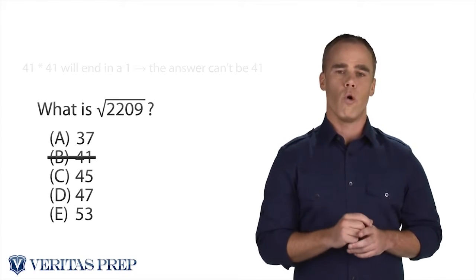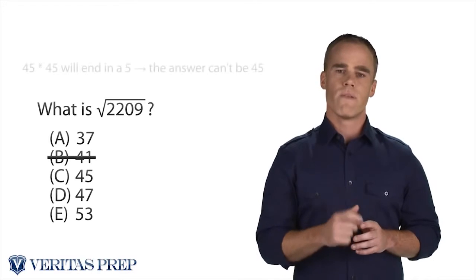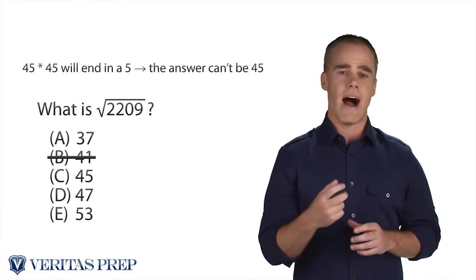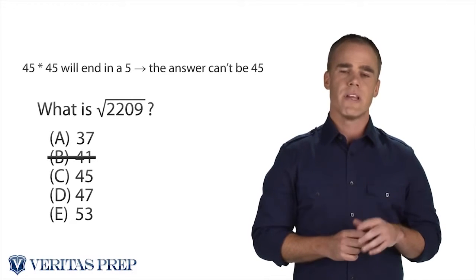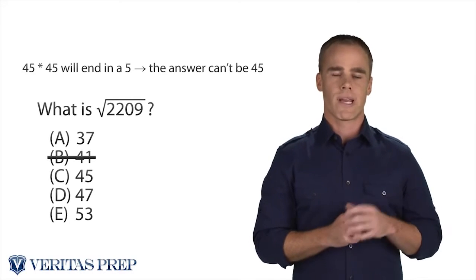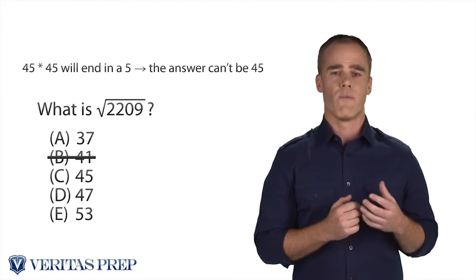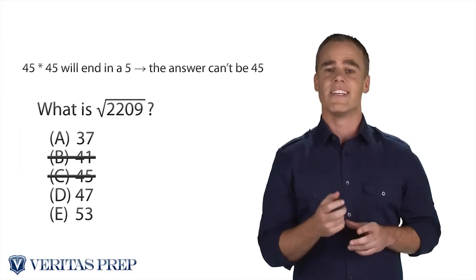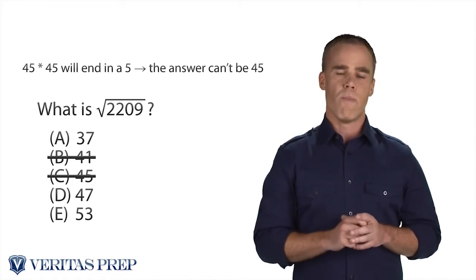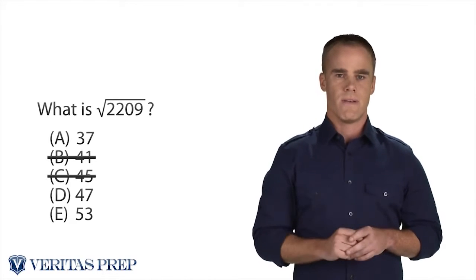And the same logic will hold for answer choice C. 45 squared is going to end in a 5 because when you multiply 45 times 45, your first step is to multiply those units digits, recognize that it'll end in a 5, and then you'll work to the left from there. And so we've already violated that requirement that it ends in a 9, and so we're done with both answer choices B and C.